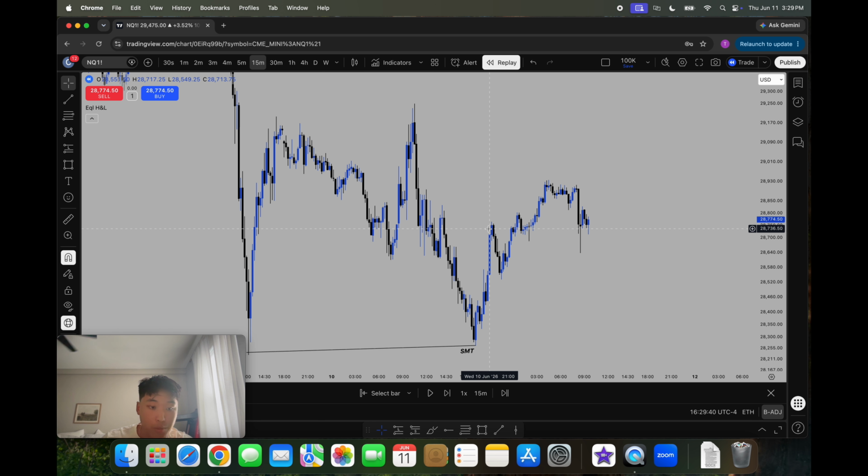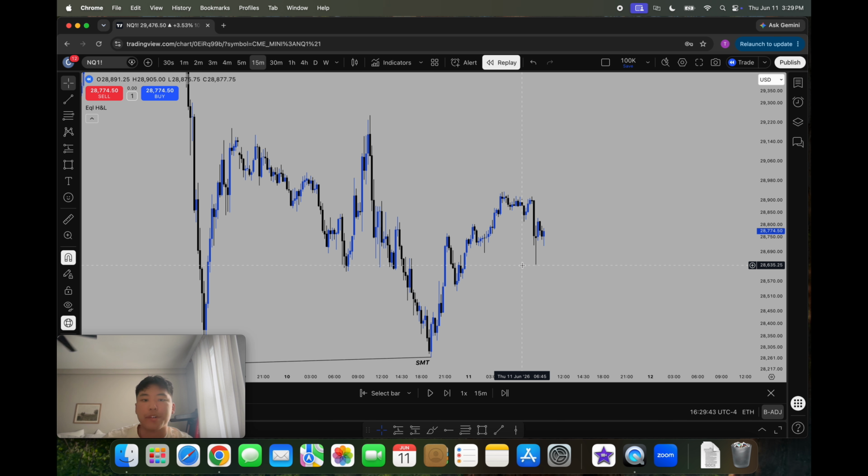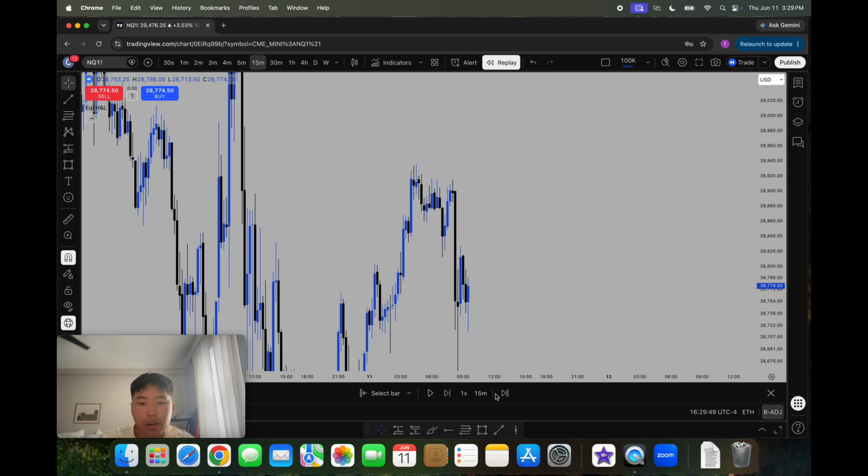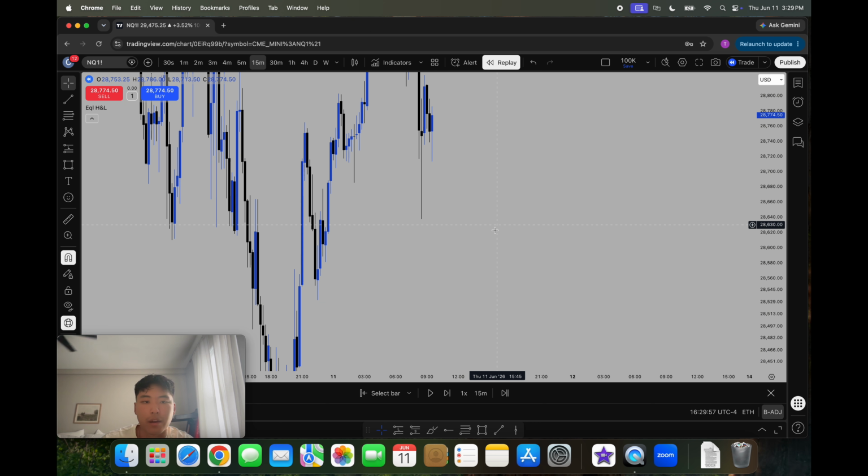Okay, then what do we need to do next? We need to find, well, where's the draw on liquidity? Where is the market going to get pulled to, right? And I see up here, we have a ton of these stacked highs, which are just LRLR right here. We have our higher time frame LRLR positioned right there.